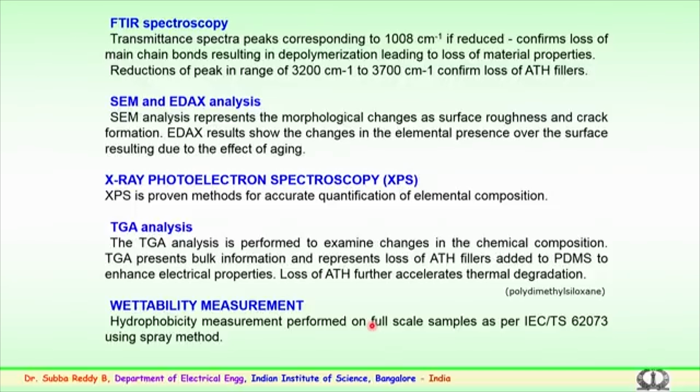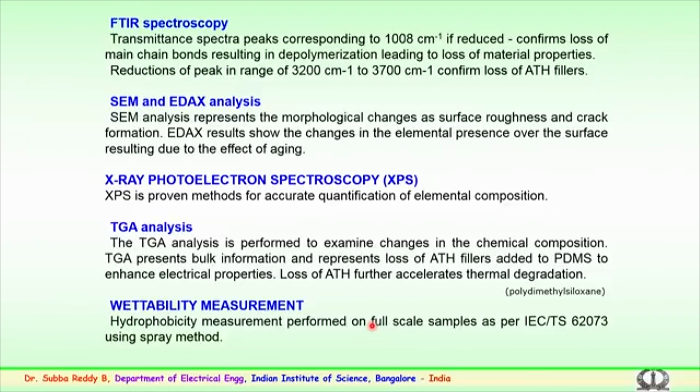Similarly, in the range of 3200 to 3700 in the transmission spectrum, if a peak reduction is observed, this confirms the loss of ATH fillers, the aluminum trihydrate fillers, which are used in the making of the material along with the silicon rubber. If the loss of these fillers is observed, then the surface could be degraded over a period of time.